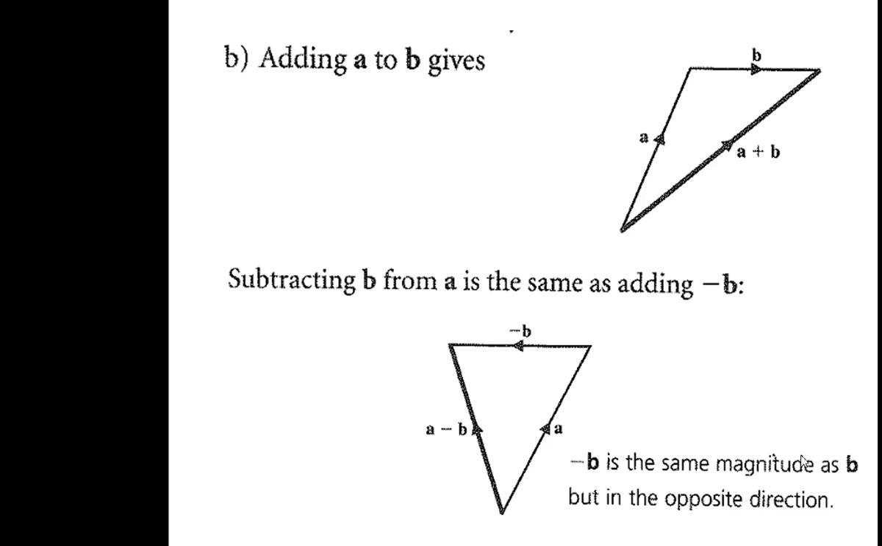Negative b is the same magnitude as b, it's just in the opposite direction. So plus b is going this way, minus b is going this way.